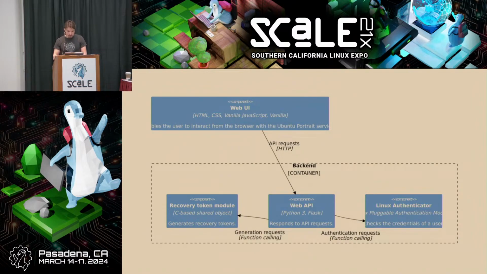This is the architecture of the application. Basically, we have a web UI which does API requests through HTTP to a backend, which hosts a web API in Python 3 and Flask, and it also connects to a shared object written in C for generating recovery tokens, and the Linux authenticator for checking if the provided credentials are valid or not.